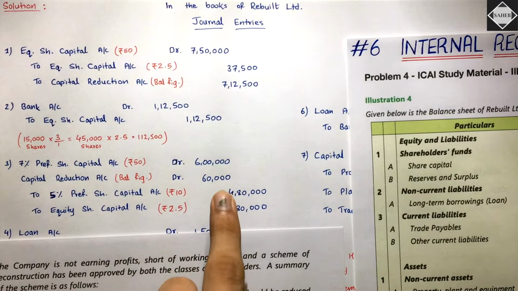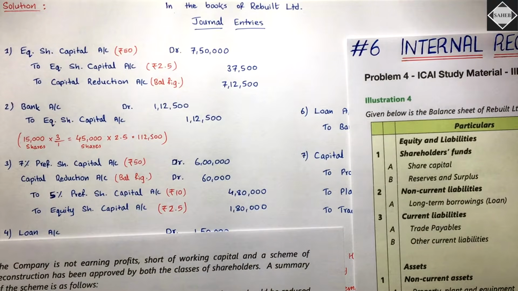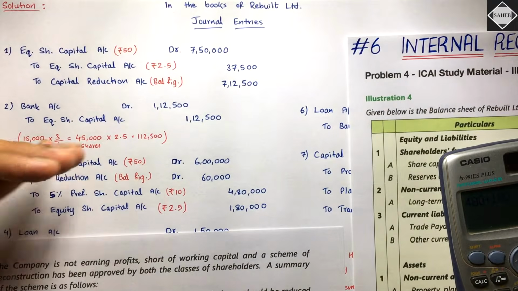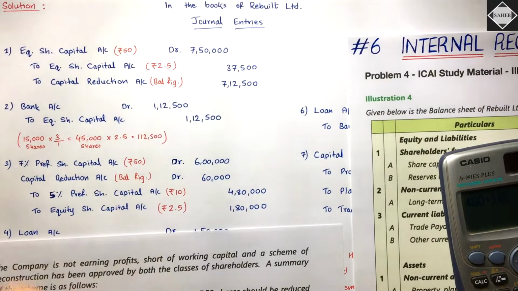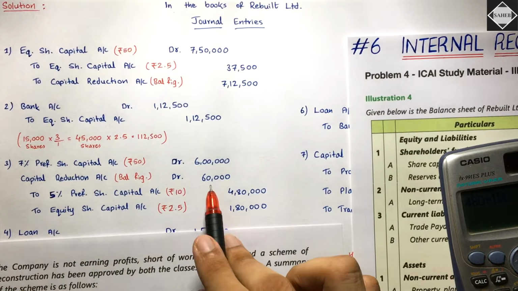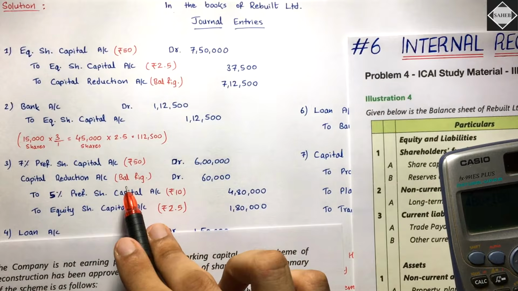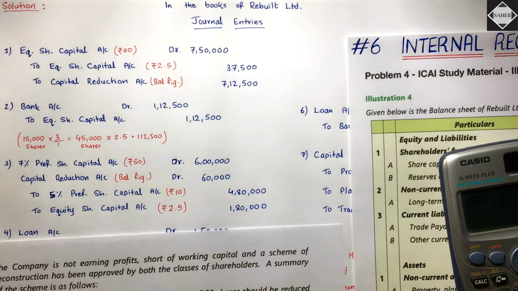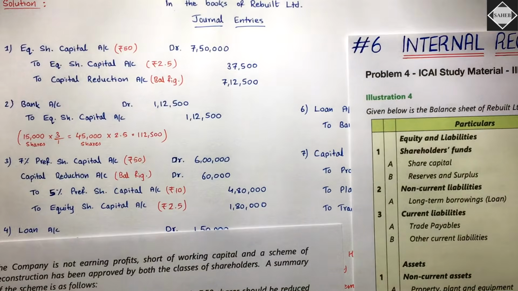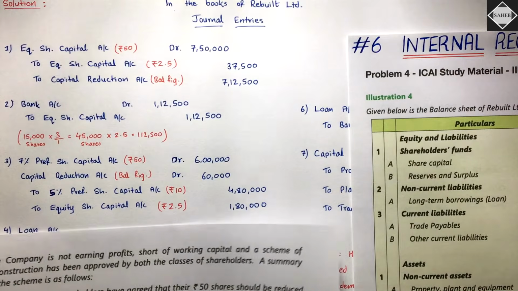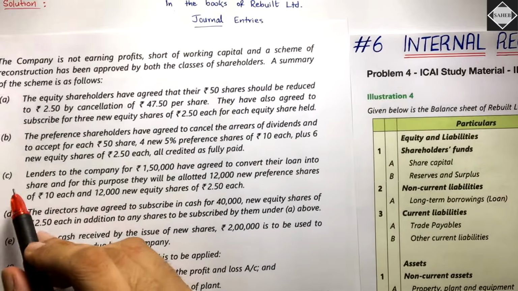That loss will go to capital reduction account, the balancing figure. While passing the journal entries, you can easily understand how much is being debited, how much is being credited, and where the gap is. That gap has to always be filled by capital reduction, and that's 60,000, the balancing figure. Is that clear? That's how you pass this entry. I hope you have understood. Now let's move on. See here, the C adjustment.